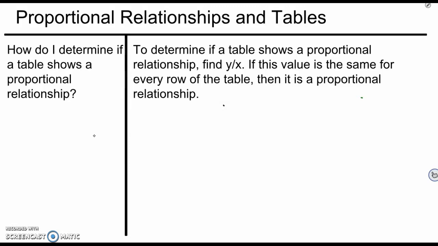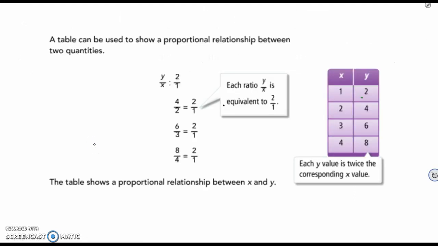We can determine if a table shows a proportional relationship by finding y over x. For example, here we see if we write our ratios, we have 2 over 1, 4 over 2, which simplifies to 2 over 1, 6 over 3, which simplifies to 2 over 1, and 8 over 4, which simplifies to 2 over 1. This table shows a proportional relationship.